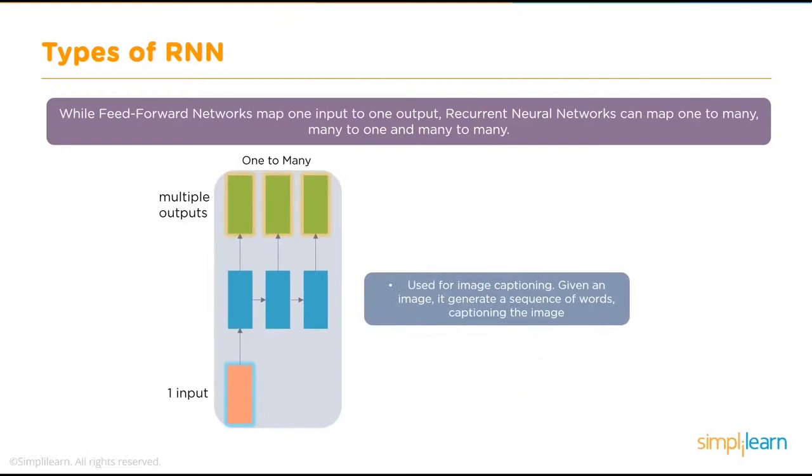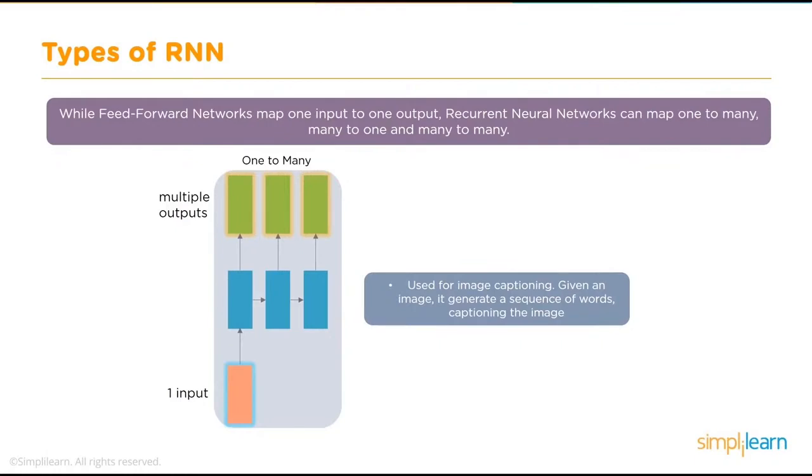Then you have one-to-many. So there is one input, but you're expecting multiple outputs. What is an example of this? Let's say you want to caption an image. What is the input that will go here? It's just an image, which is one input. But what is the output you're looking for? You're looking for a phrase maybe, not just a word, but a phrase. So it's like, cat is sitting on a mat.